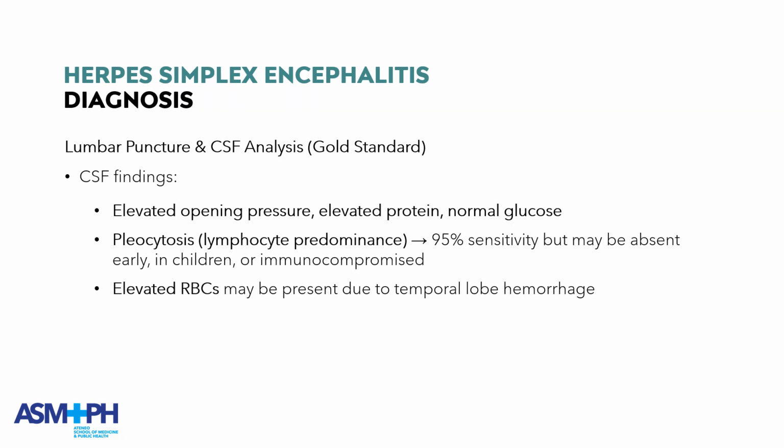Lumbar puncture is still the gold standard, with CSF findings of elevated opening pressure, elevated protein, and normal glucose. Pleocytosis with lymphocyte predominance is approximately 95% sensitive, but may be absent early in children or immunocompromised patients. There may also be elevated RBCs due to temporal lobe hemorrhage.